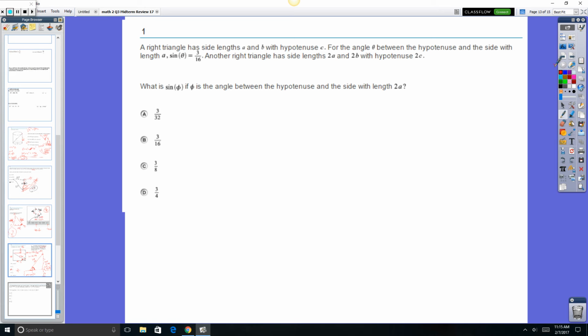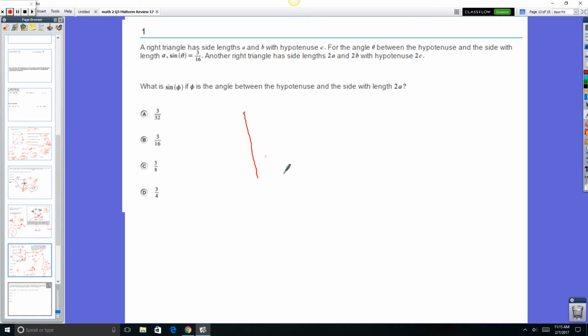A right triangle has side lengths A, B, and hypotenuse C. So C is your 90. C is the hypotenuse, A would be this side, B would be this side. For the angle theta between the hypotenuse and side length A, theta is going to be right there, because here's side A and there's the hypotenuse.